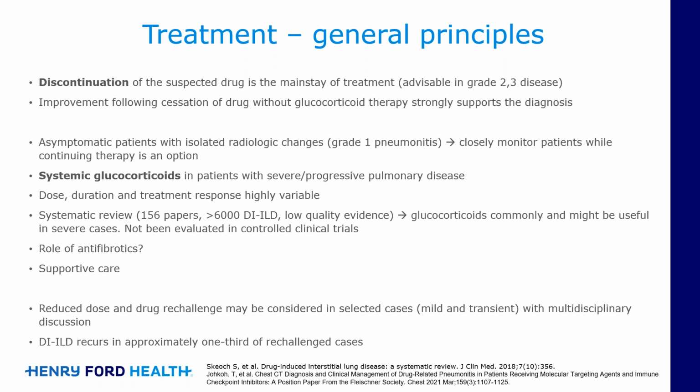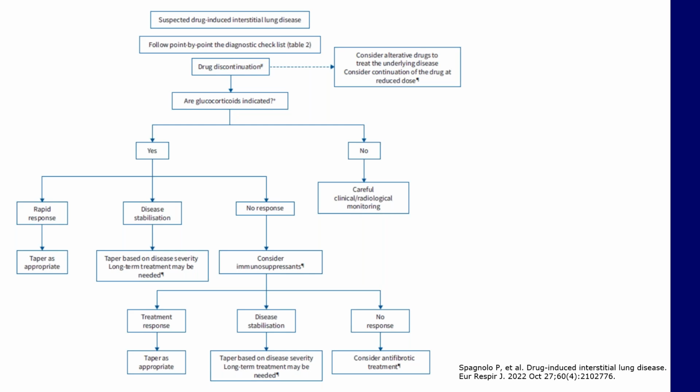So these are the mainstays of treatment options that we have for our patients. And as I mentioned, sometimes using a reduced dose or re-challenge may need to be considered, but a multidisciplinary discussion and also a risk-benefit discussion with the patient is very important before considering that. This is really important because when we re-challenge patients, almost a third of them can develop recurrence of the drug-induced ILD. So this flow chart basically looks at everything we discussed.